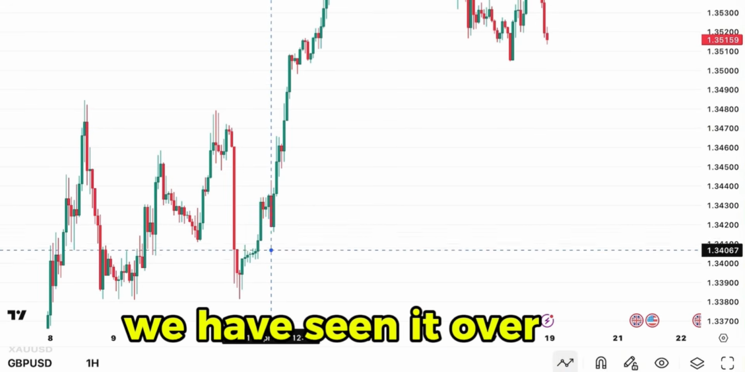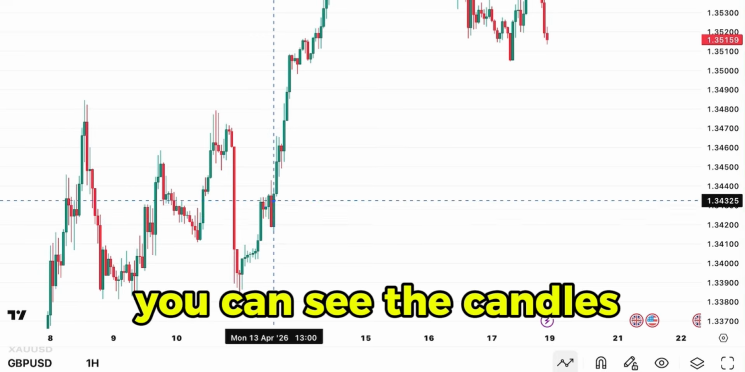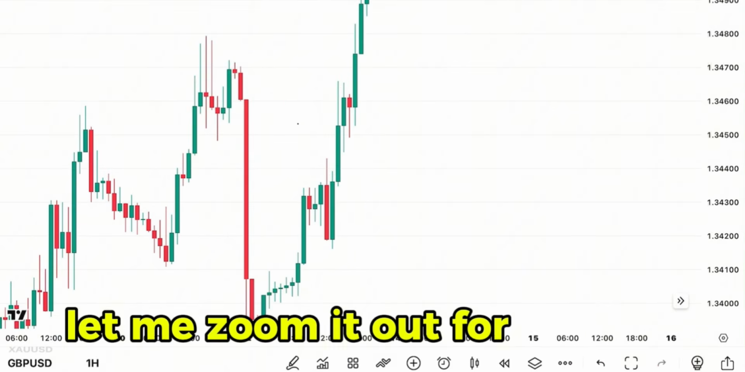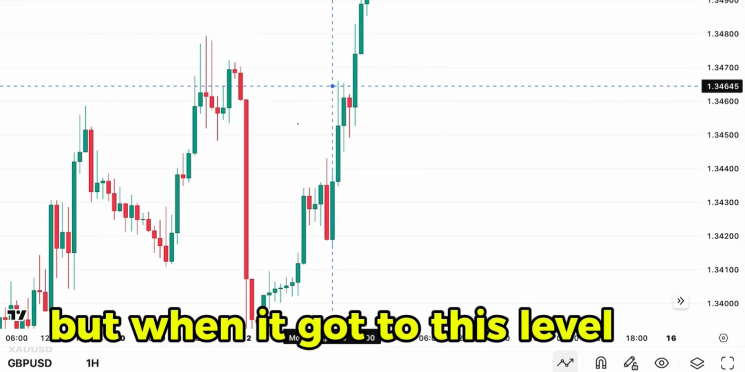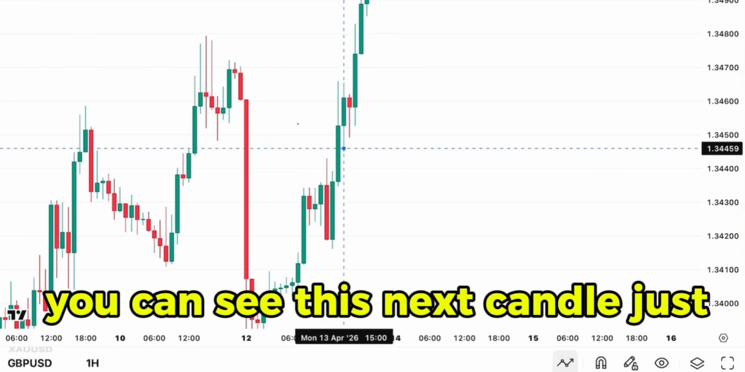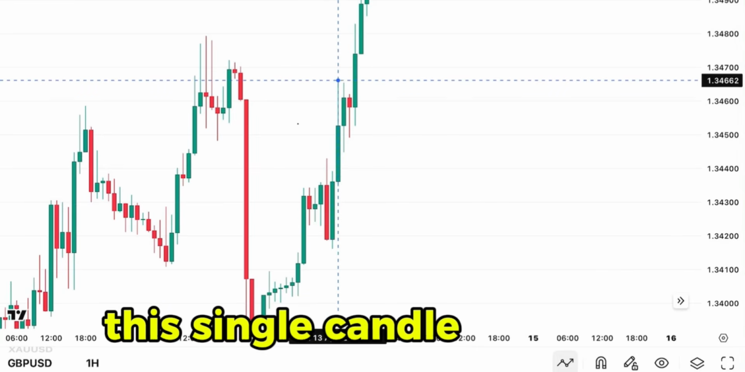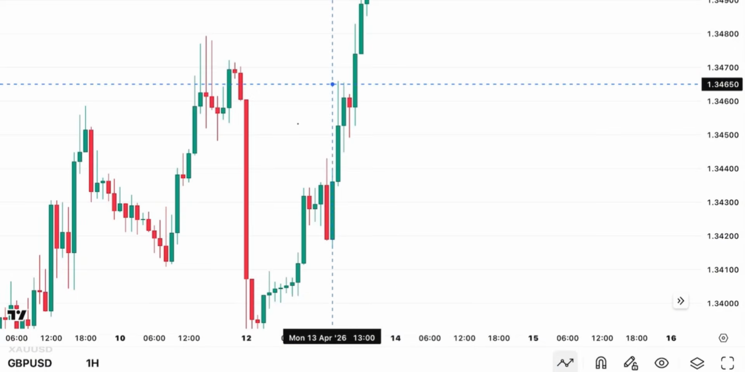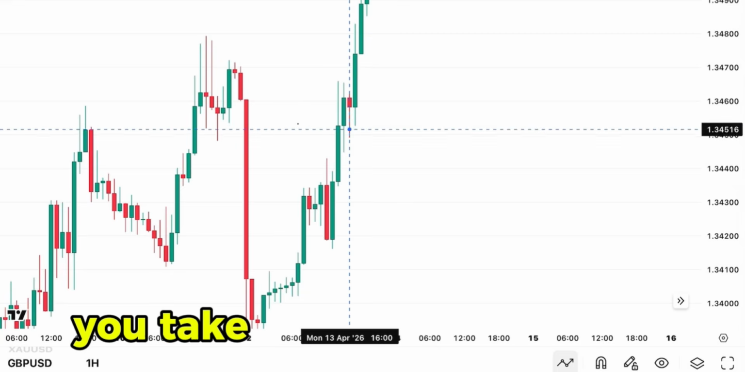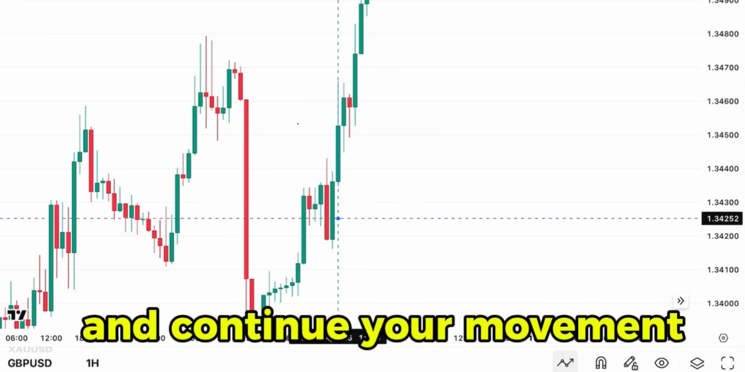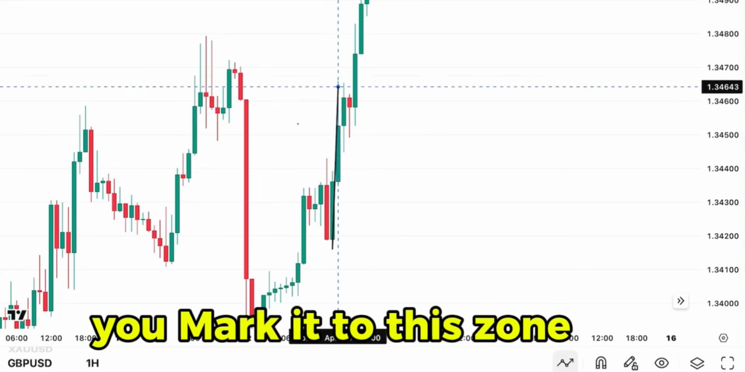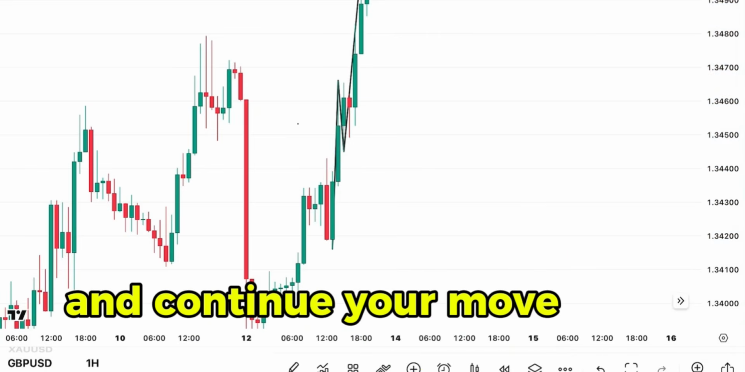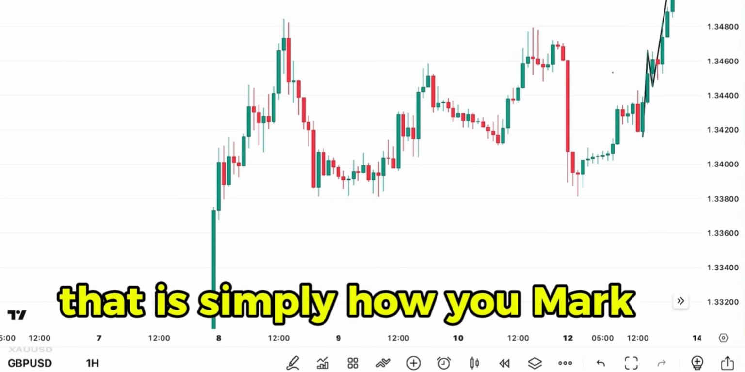We have seen it over here. You can see the candles exceeding each other's high. But when it got to this level here, let me zoom it out for you guys. You can see this next candle just staying inside this single candle over here. It simply tells you that the market did a pause. How do you mark that? I said it earlier. You take the low of the candle and continue your movement. You mark it to this zone here, and then you take the low of the inside bar and continue your move in the market. That is simply how you mark an inside bar.